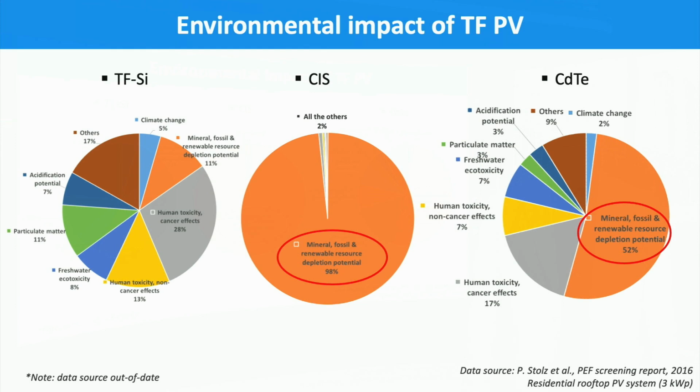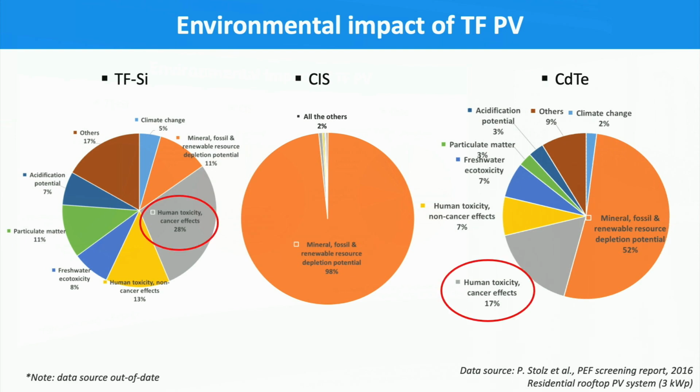Notably, in the CIS or cadmium telluride cases, mineral, fossil and renewable resource depletion potential accounts for the biggest share among the environmental indicators. They are mainly attributed to indium use in CIS and cadmium and tellurium use in cadmium telluride technologies, respectively. Another remarkable indicator is the human toxicity related to cancer effects. It is mainly attributed to chromium emissions in the aluminum production and in the supply chain of aluminum and steel, such as red mud disposal from bauxite digestions and disposal of slag to residual material landfills.